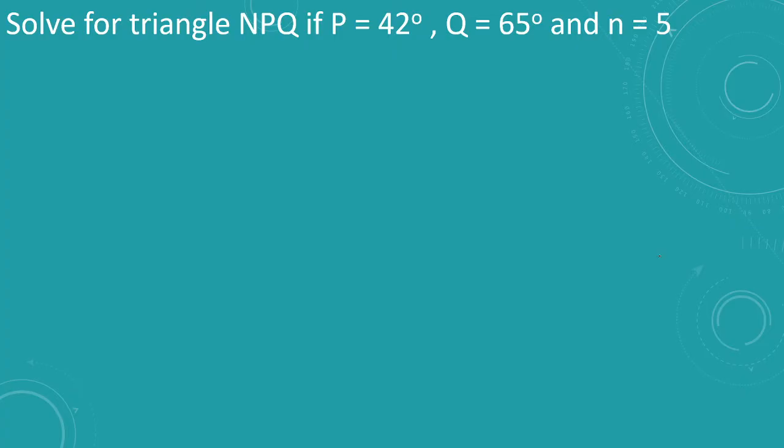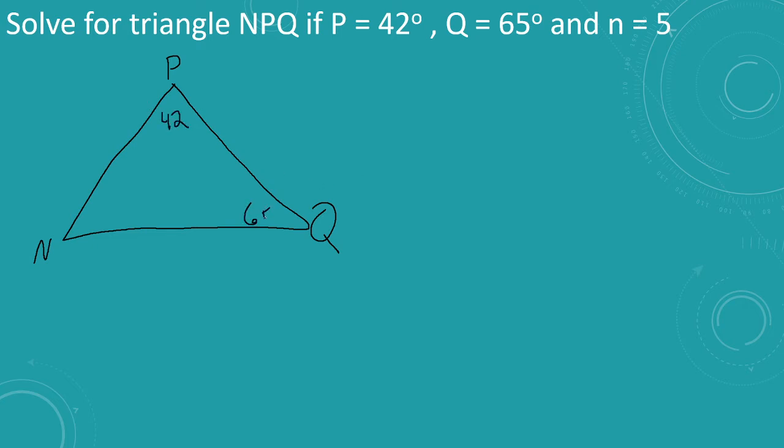So sometimes they won't give you a diagram, you have to make your own. In this case, they'll say solve for NPQ if P is this, Q is this, and N is that. So what you want to do here is basically draw the triangle yourself because you want to be very careful on how you label stuff. So NPQ says angle P is 42, so I'll put 42 here. Angle Q is 65. And then side N is 5.